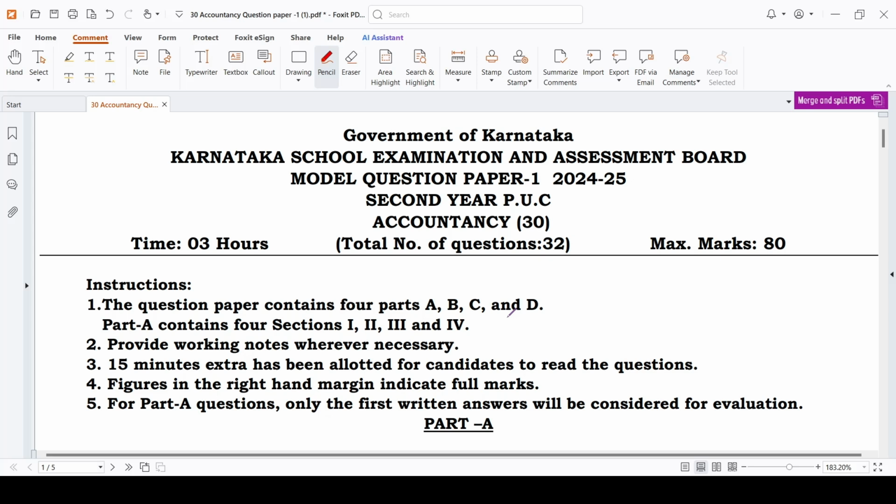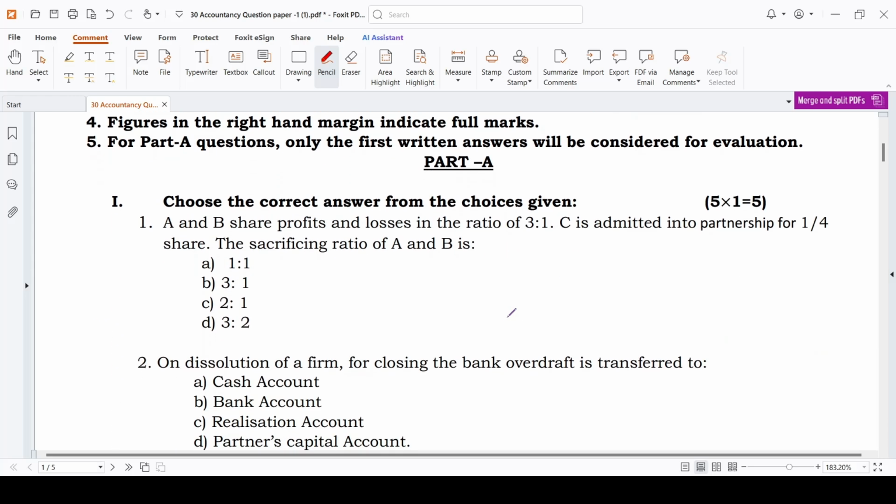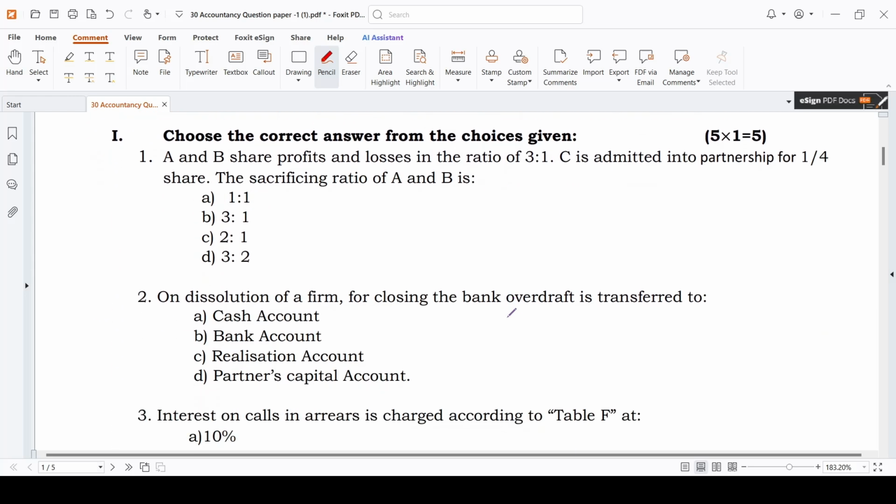Okay, so now coming to part A, MCQs. A and B share profits and losses in the ratio of 3:1. There were 2 partners, A and B, sharing profits and losses in the ratio 3:1. C is admitted for 1/4 share. They have asked you to find out the sacrifice ratio. First of all, what is the formula for finding the sacrifice ratio? Sacrifice ratio equals old share minus new share. Yes or no? Sacrifice ratio equals old share minus new share.